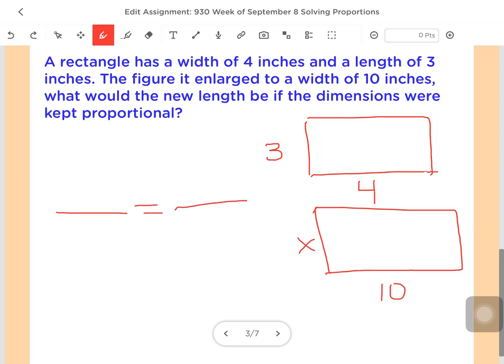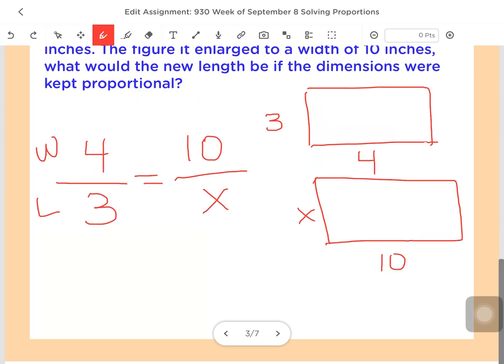And I originally was going to compare the width to the length of each one of these. So when I have a width of 4, I have a length of 3 in figure number 1. And on the second one, when I have a width of 10, I'm not quite sure what that length is going to be, and I'm going to figure that out, and that's X. So since we have X there, we're going to use some cross products here to try to figure this out.